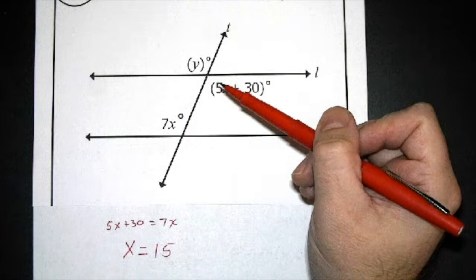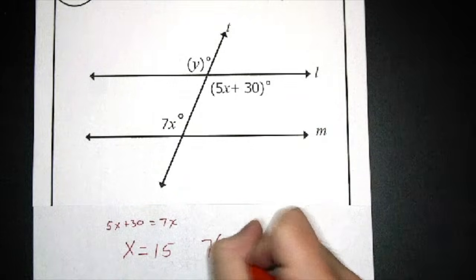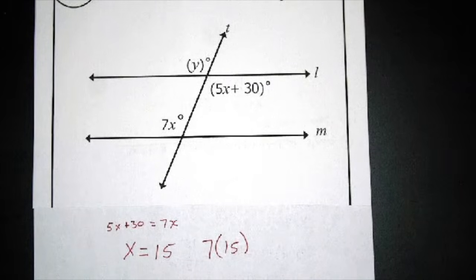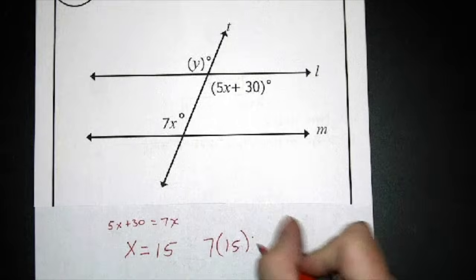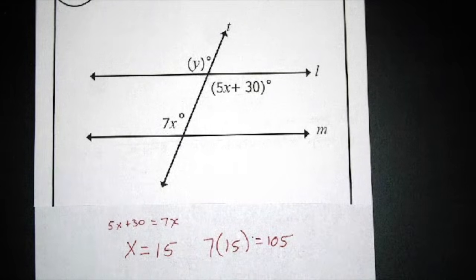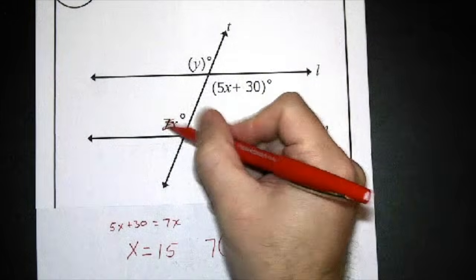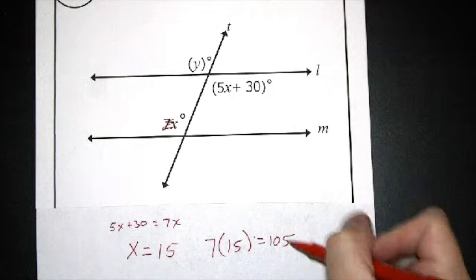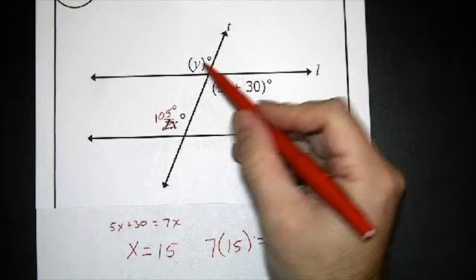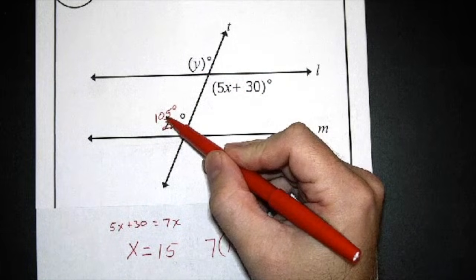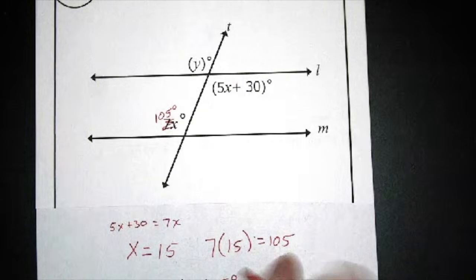So I think it would be easier to plug 15 into the 7x, so I'm going to plug it in there and do 7 times 15, which is 105. So I am going to scratch out this because I just solved for the measure of that angle. It is no longer 7x. We have found that it is actually 105 degrees. And since y corresponds to this angle, y is also going to be 105 degrees.